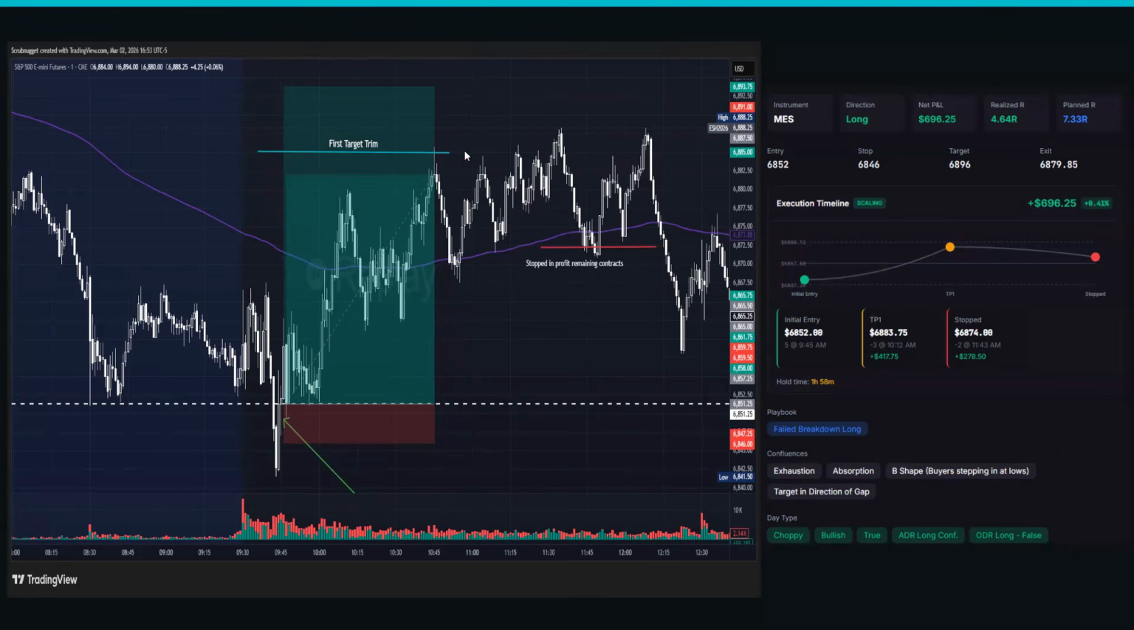I ended up taking a trim here and then I got stopped out here. Not a full target, but still almost a 5 hour trade. And you wouldn't have really seen something like this just from candlesticks only. We'll talk about absorptions a little bit later.